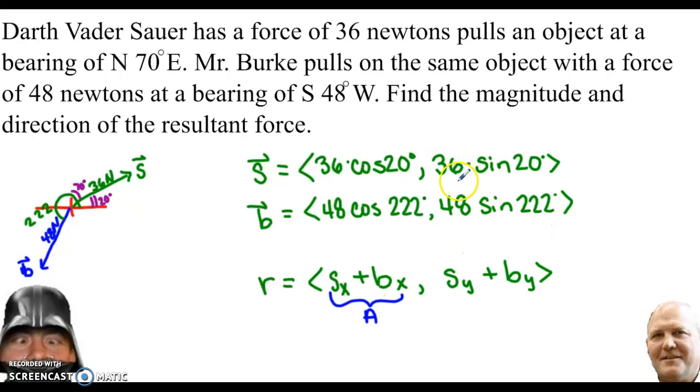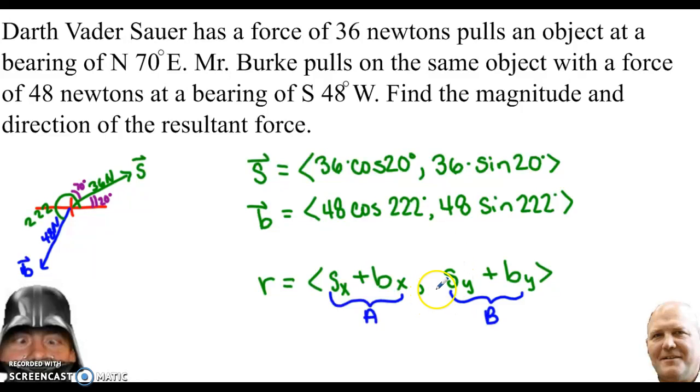And we're going to take the y component of Mr. Sauer's vector plus the y component of Mr. Burke's vector, and we're going to add them together. And we're going to store that in our calculator as B. So if you did that correctly, we can find the resultant.